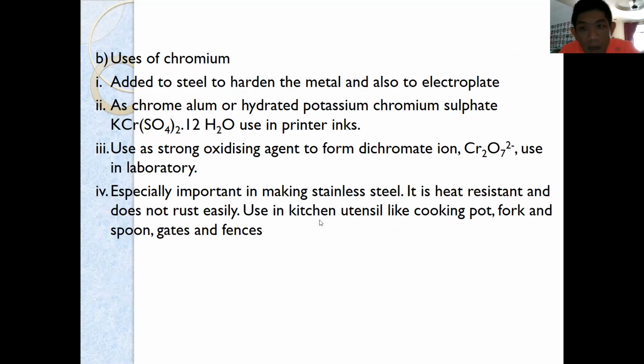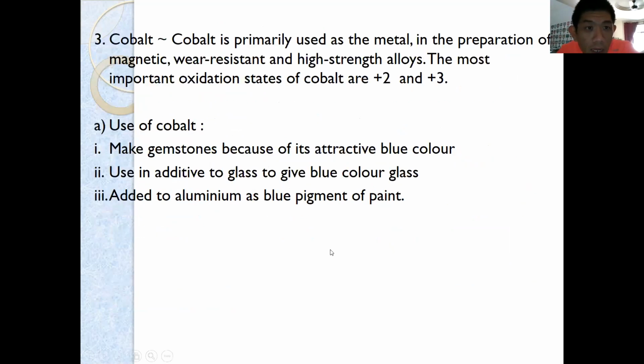Okay, then we go next to cobalt. So cobalt is primarily used as a metal in the preparation of magnetic, wear-resistant, and high-strength alloys. The most important oxidation states of cobalt are +2 and +3. So cobalt +2 is blue in color. So try your best to remember.